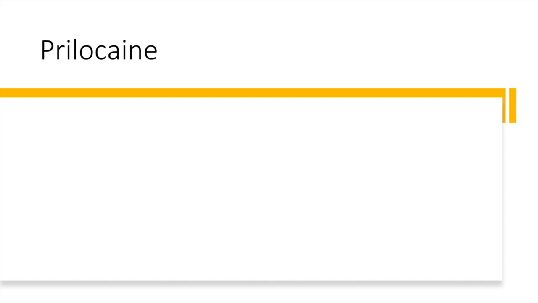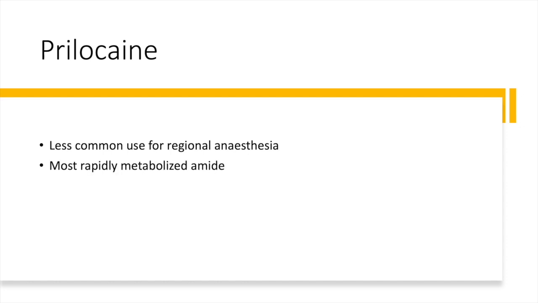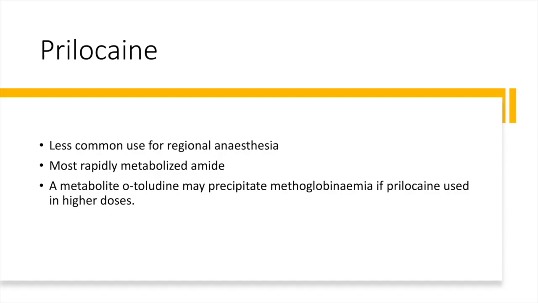Prilocaine is another amide anaesthetic agent that you might see. It's less commonly used, to be honest, but it can be used for regional anaesthesia. It's the most rapidly metabolized amide local anaesthetic, and it does have a metabolite that we need to be aware of, O-toluidine, and that can precipitate methaemoglobinaemia, especially if prilocaine is used in higher doses.